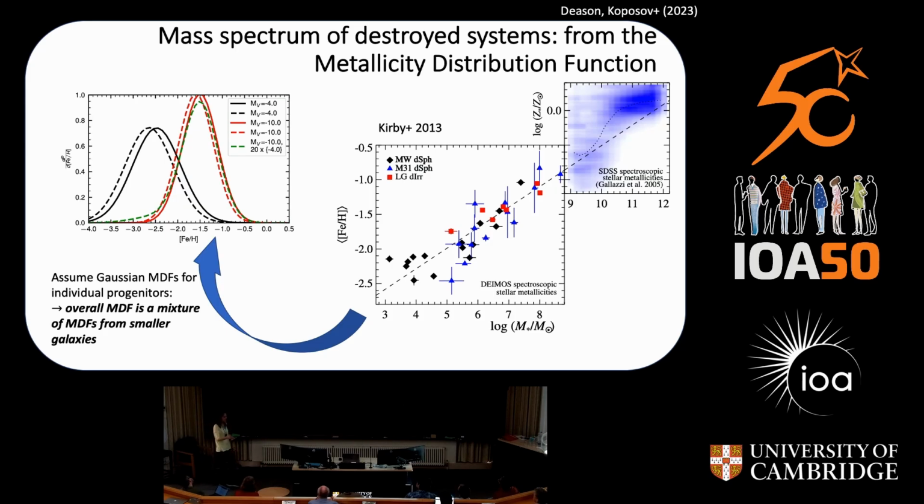So it's essentially a Gaussian mixture. It's just a mixture of little contributions to the overall distribution. I'm going to skip over the details of exactly how this was applied, but suffice to say, it's a very simple model in the sense that it just assumes that you follow a mass-metallicity relation.